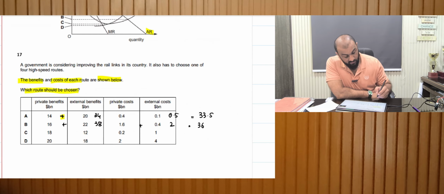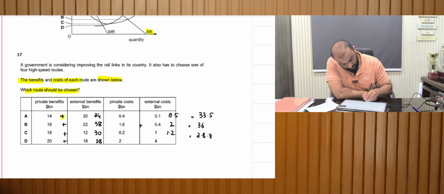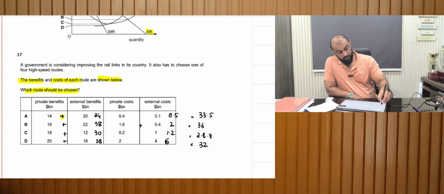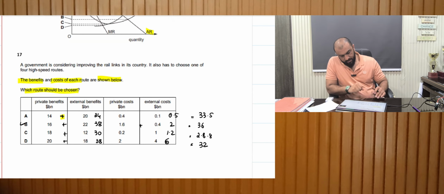C, 30 minus 1.2, this gives me 28.8. Yes. And this gives me 38 minus 6 gives me 32. So the highest is B. We should go for B.